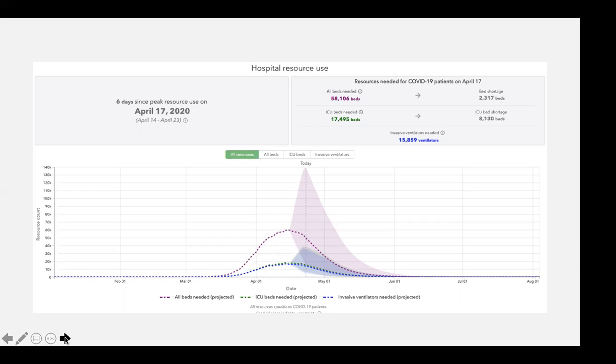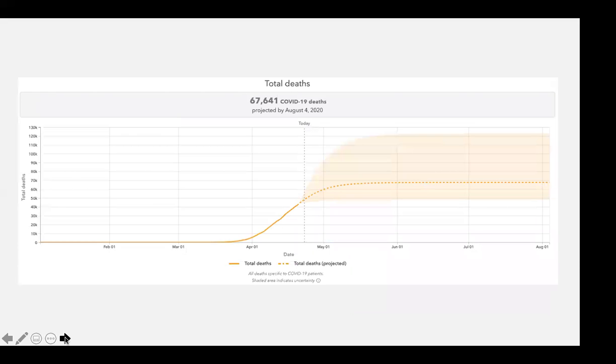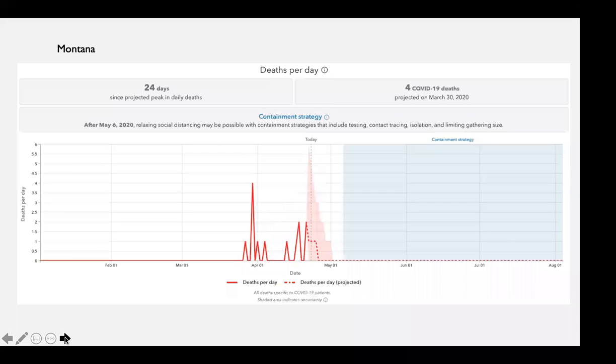So this is the deaths. Again, this is COVID deaths here in the United States. Total deaths of 67,000 projected by August 4th. Again, I don't know what this will look like, but it can show you how wide the error bars are. So here's the Montana specific stuff, and this shows some of the limitations of this modeling.